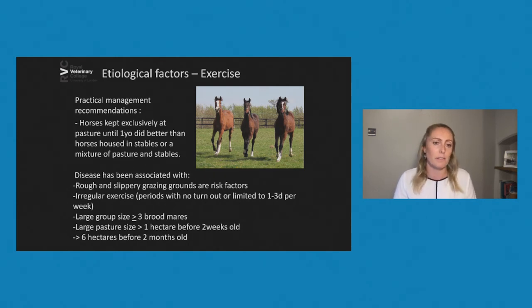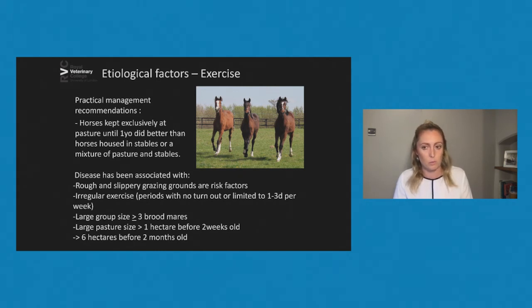These management recommendations include keeping horses at pasture. Those that were housed exclusively at pasture until 1 year old did better than horses housed in stables or a mixture of at pasture and in stables. Those that were kept on strict box rest resulted in as many lesions as those that were turned out and galloped, and lesions in box rested foals were more severe, so box rest should be discouraged.